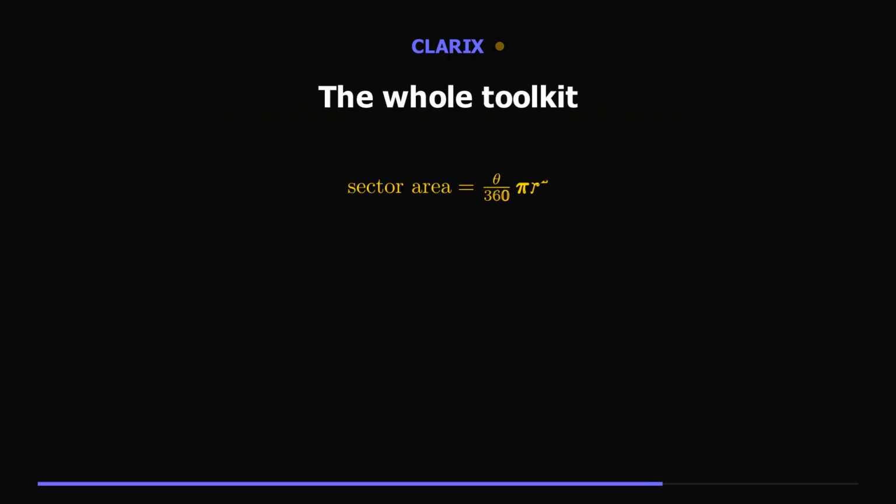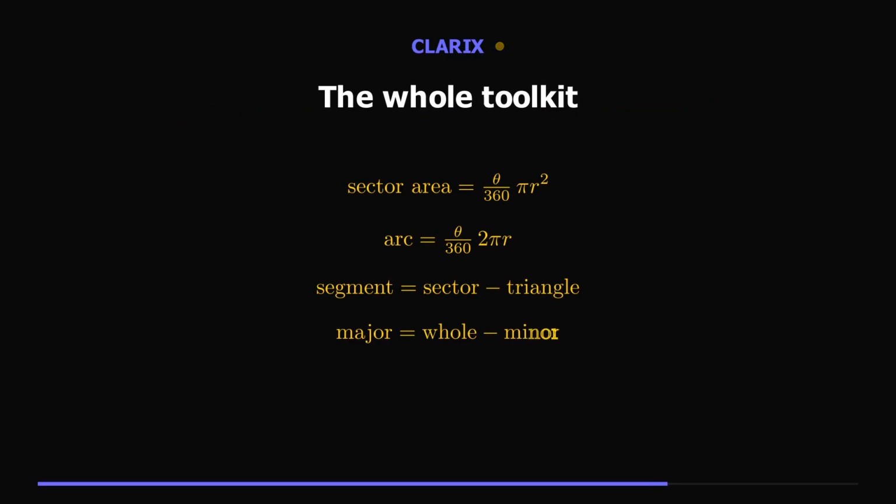Step back and see how small the toolkit really is. Sector area, fraction times pi r squared. Arc length, fraction times 2 pi r. Segment, sector minus triangle. Major piece, whole circle minus the minor piece. Four lines run the entire chapter.